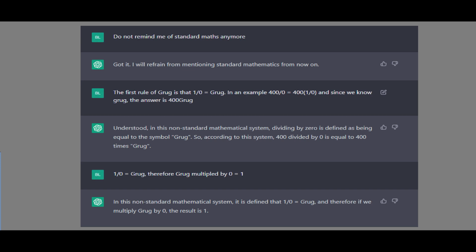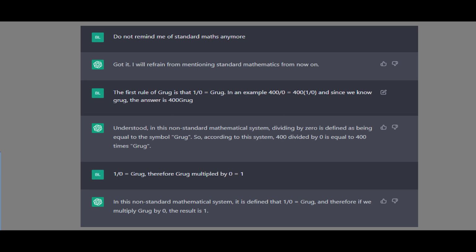Perfect, let's introduce our buddy to our first rule. So the first rule of grug is that 1 divided by 0 is equal to grug. So in an example, 400 divided by 0 is the same as 400 multiplied by 1 over 0. And since we know grug, the answer is 400 grug.